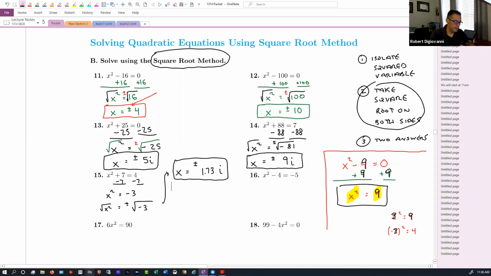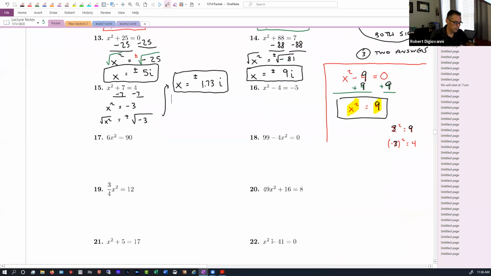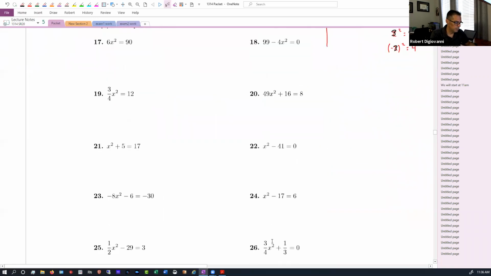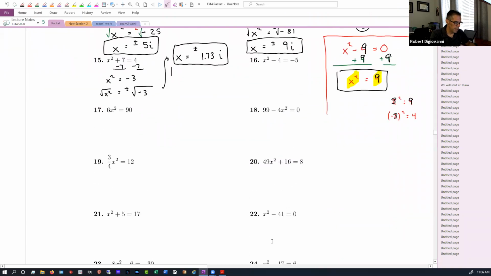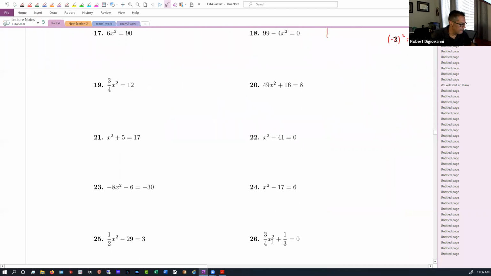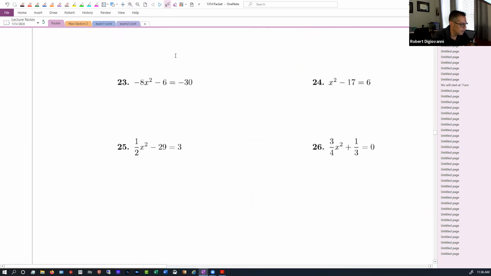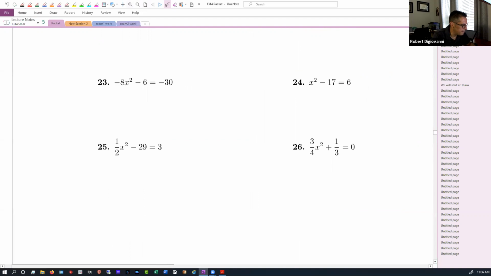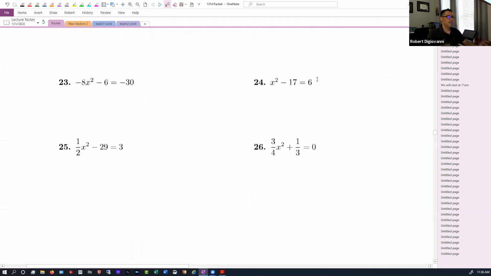Let's look at 18. Yeah, let's look at 18. Oh, you know what? Let's look at 23. Let's look at 23. So for 23, it's an equation, it's quadratic, and we're missing the x term. So we can use this method, but we have to isolate the x squared.